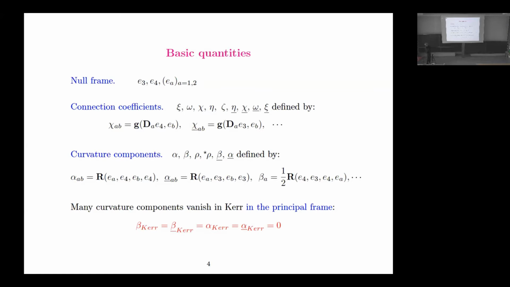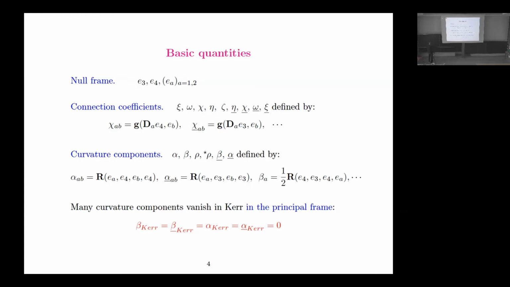Okay, so here are the basic quantities. So you have a null frame. So far, I only talked about the null pair. To get a null frame, you take your null pair and then you add two vector fields to complete the frame. So these two vector fields, E1, E2, span an orthonormal basis of the orthogonal space to E4.